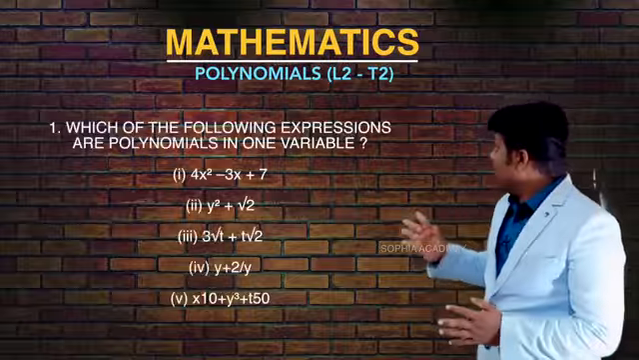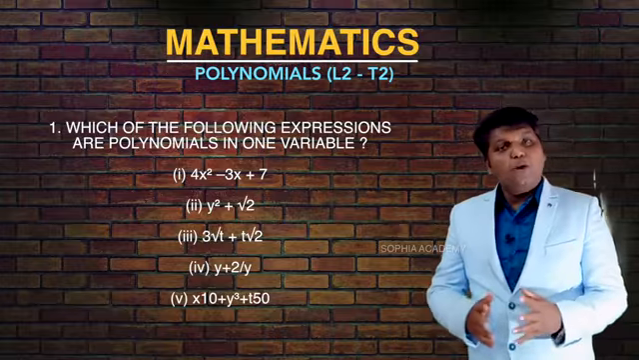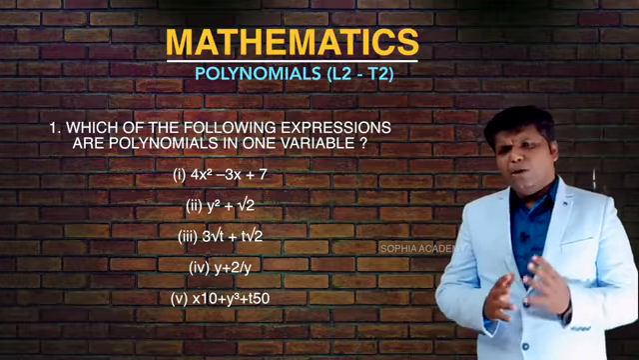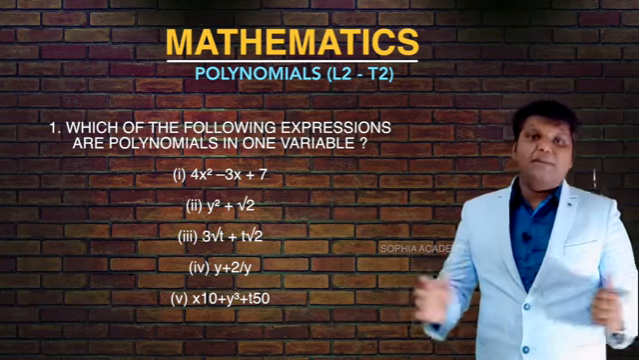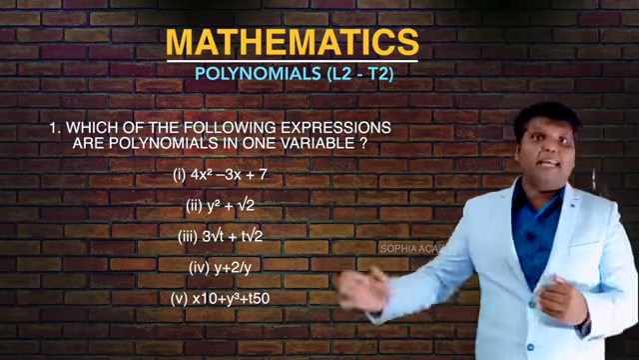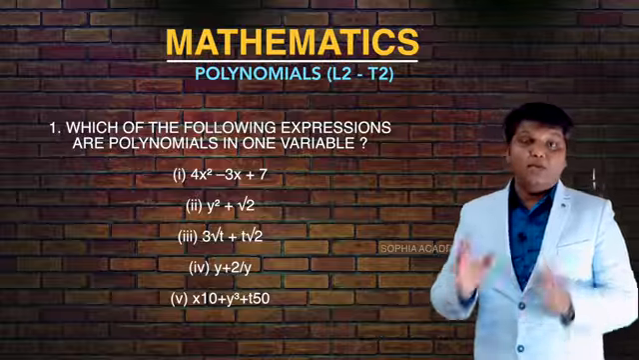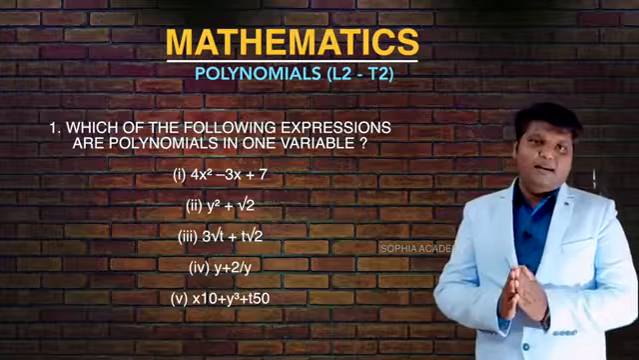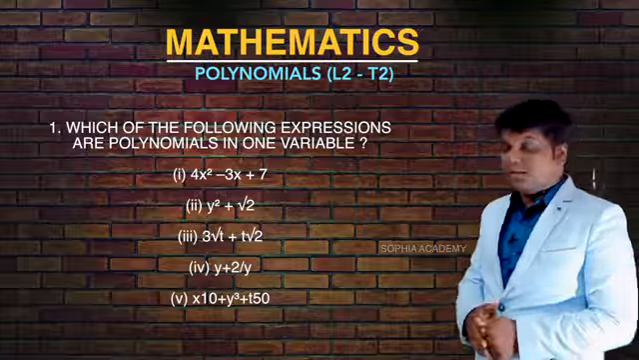Which of the following are polynomials in one variable? What does it mean by polynomial in one variable? It means there should be only a single variable, meaning the given polynomial should be in x only, or in y only, or in z only. There should be only a single variable, and we are going to check. Here you can see there are 5 questions given before you.